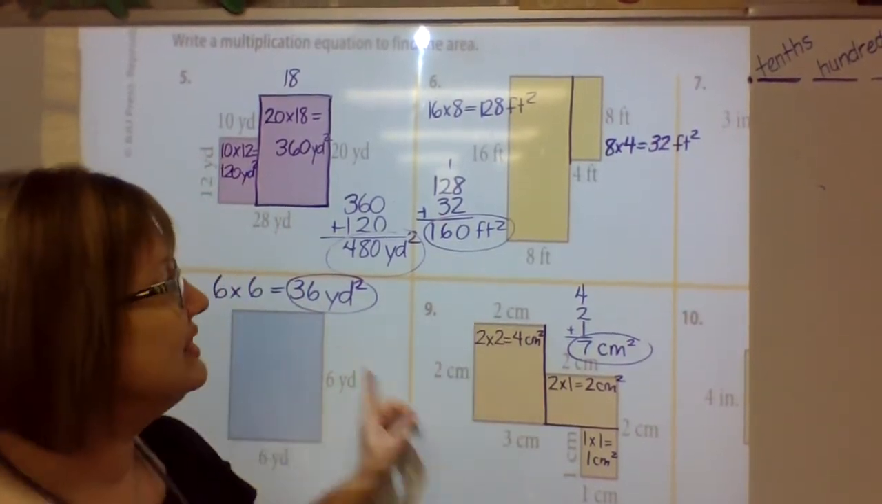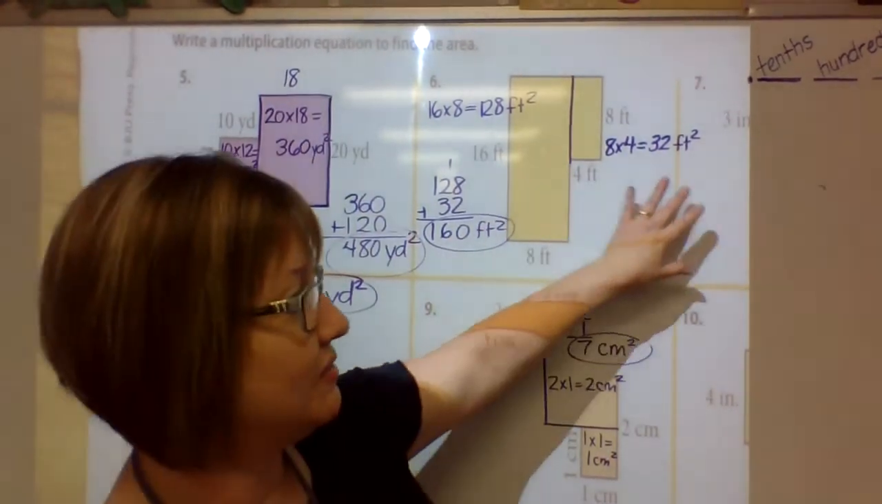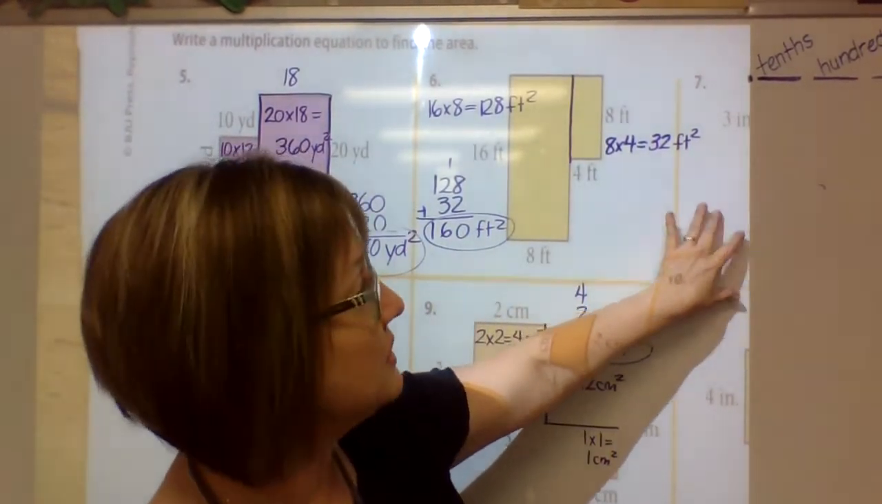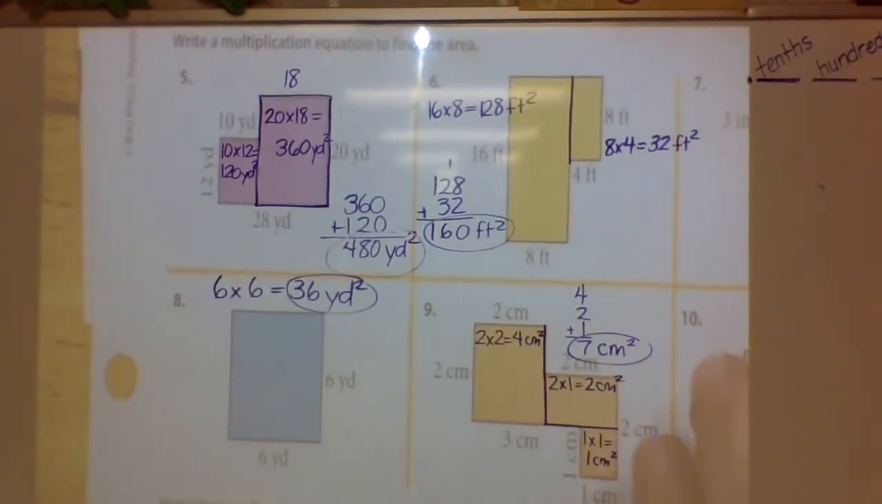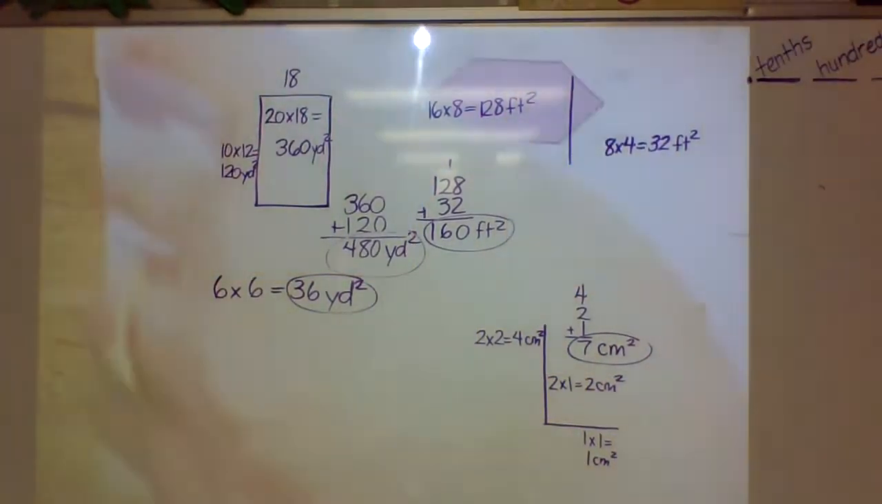Okay, so we did those 4. You guys have 2 more that are off the page over here to do. Do number 7 and number 10 on your own. 10 is easy. 7 is kind of fun. It has a little fun part.